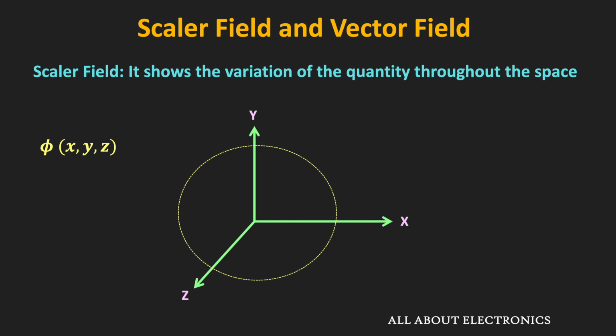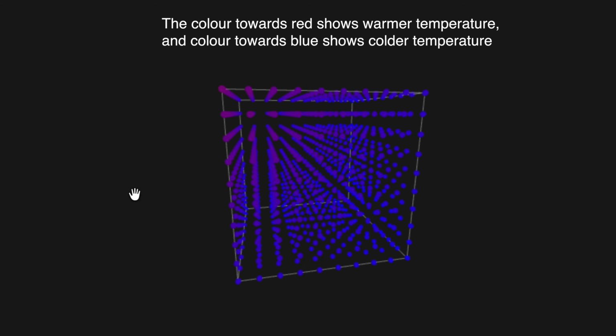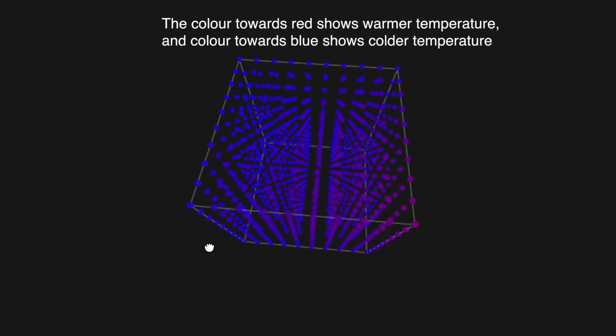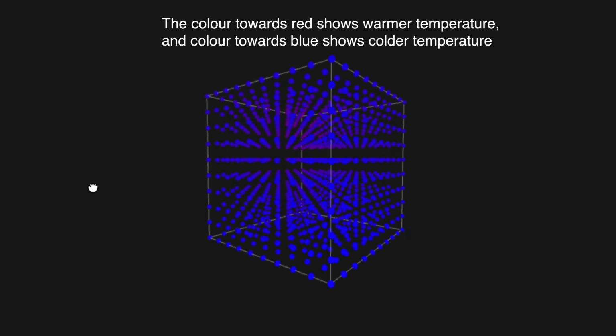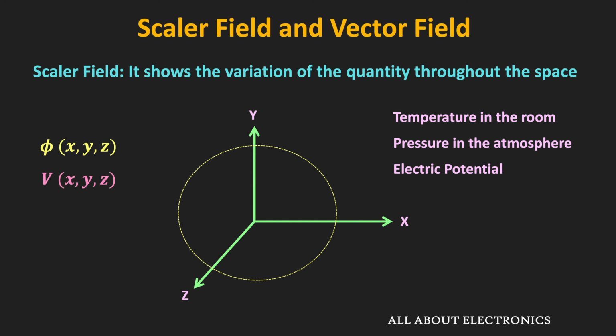The simple example of the scalar field is the temperature in the room. As we move from one point to another point in the room, the value of the temperature will change. Of course, this change will be very subtle, but there will definitely be a change in the temperature as we move from one point to another. Similarly, the pressure in the atmosphere is also another example of the scalar field. And from the electromagnetic perspective, the electric potential or the charge density are also examples of the scalar field.